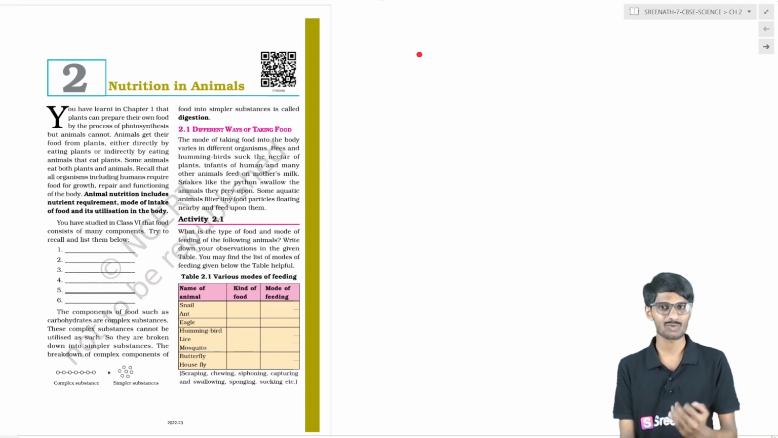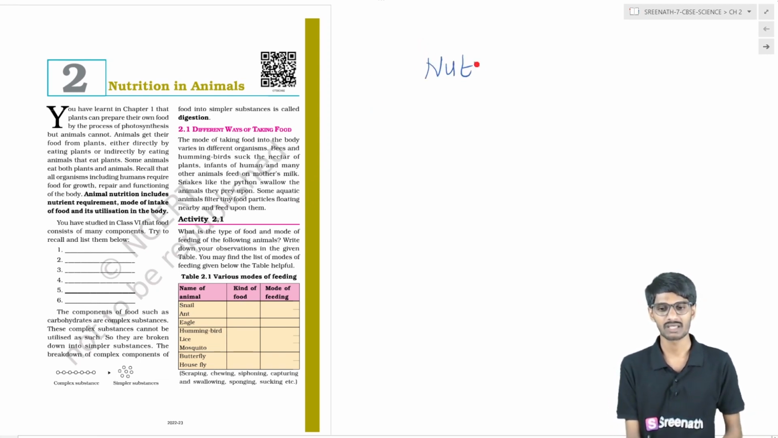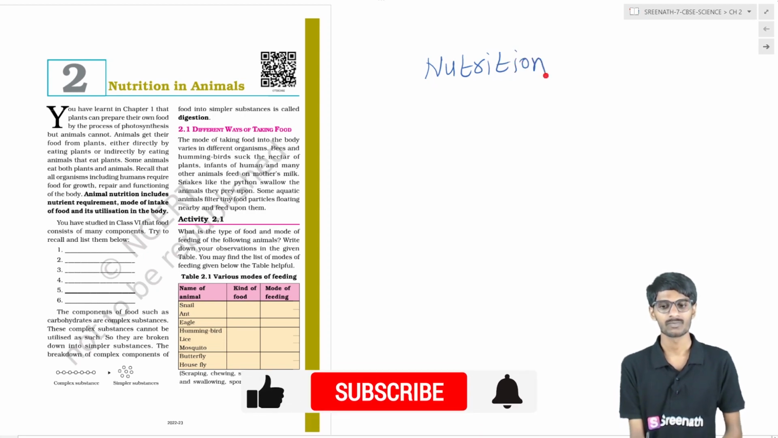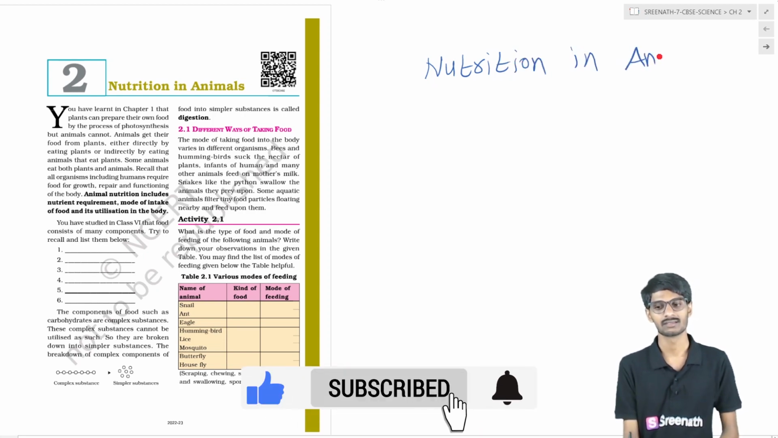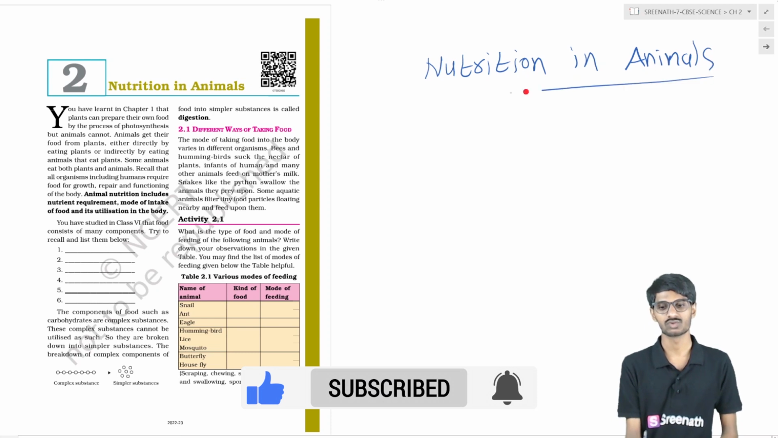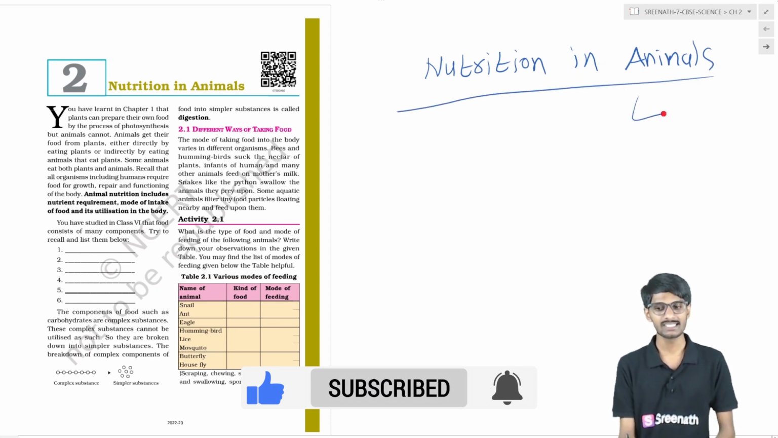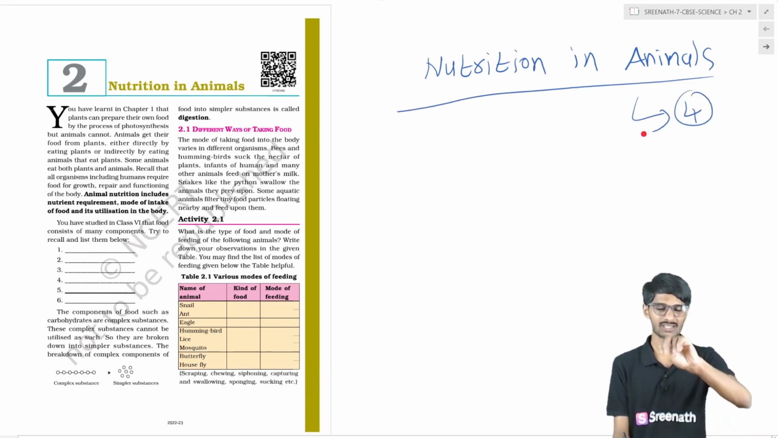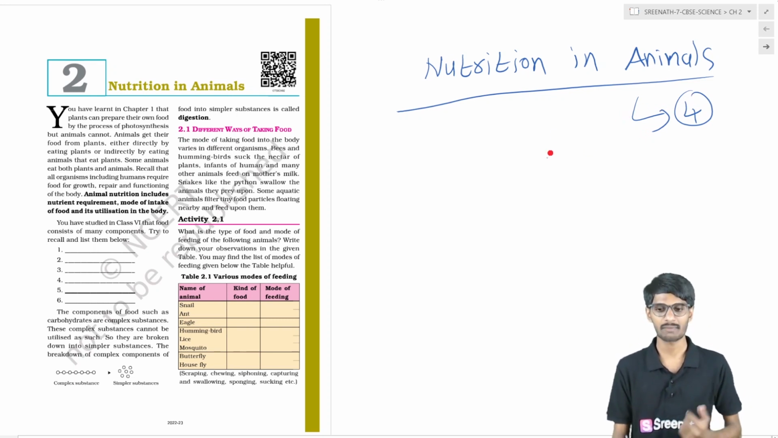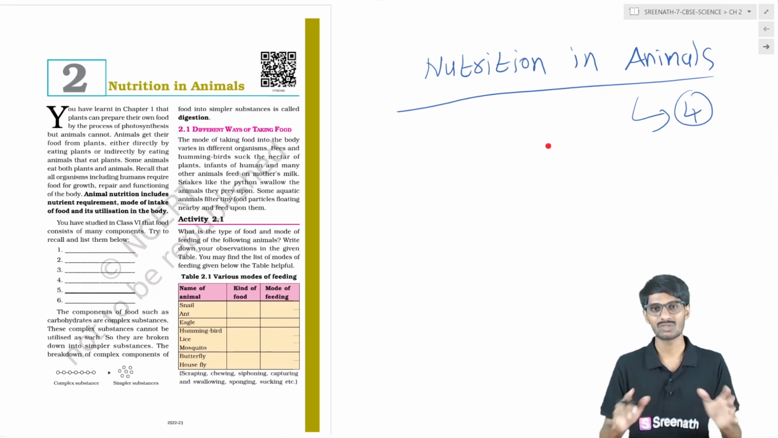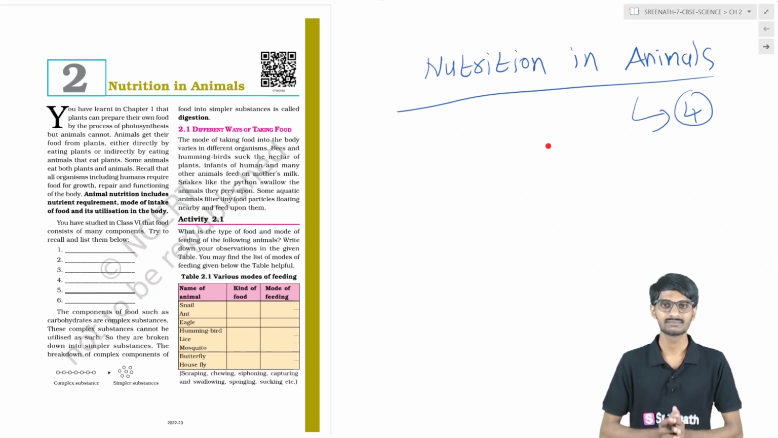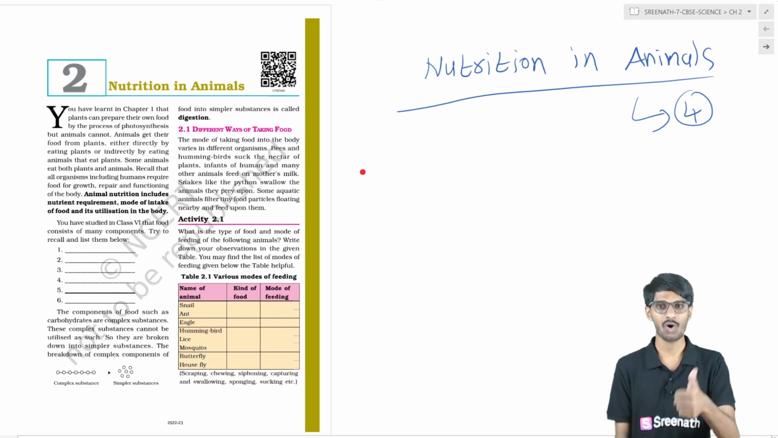Now what is our present chapter? Our present chapter name is Nutrition in Animals. In this chapter we are having 4 topics. In the beginning we are having the overview of the whole chapter. After that we will discuss each topic in detail. At the end we are going to have the summary of the whole chapter. So this is the total procedure. Now we will start our overview.